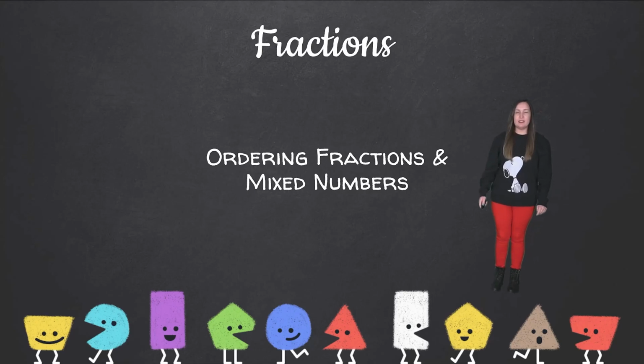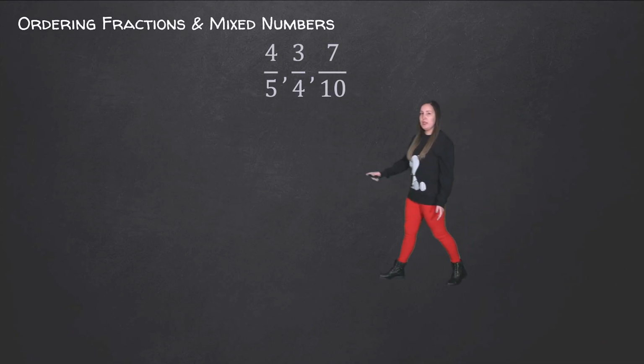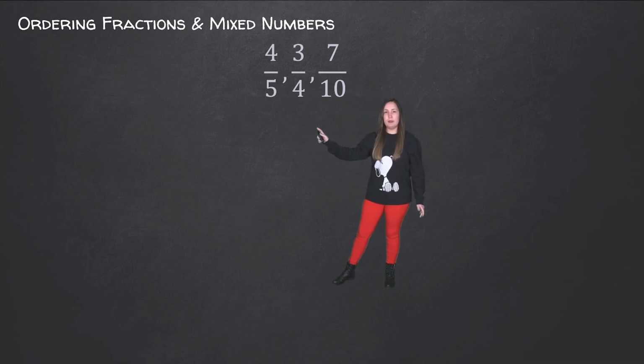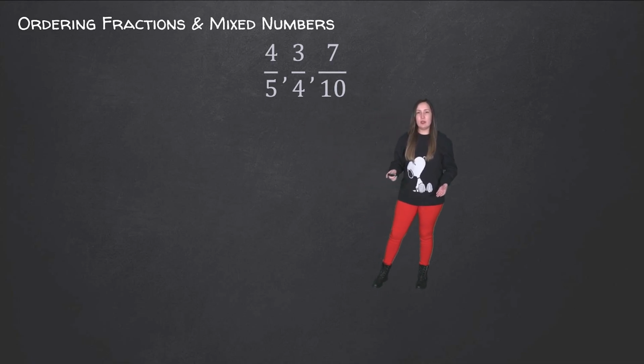Hello, mathematicians. Today we're going to be learning about fractions, more specifically about ordering fractions and mixed numbers. To get us started, we have 4 over 5, 3 over 4, and 7 over 10. Now, all three of these fractions have different denominators, making it difficult to compare.